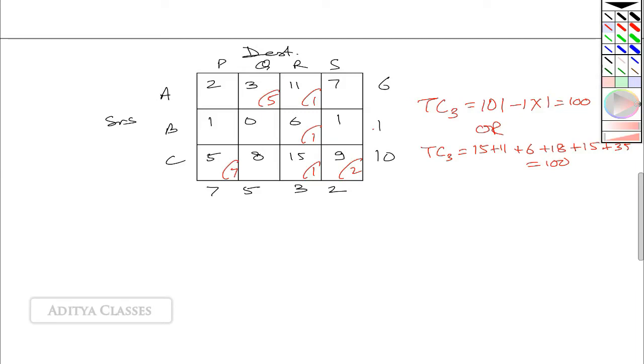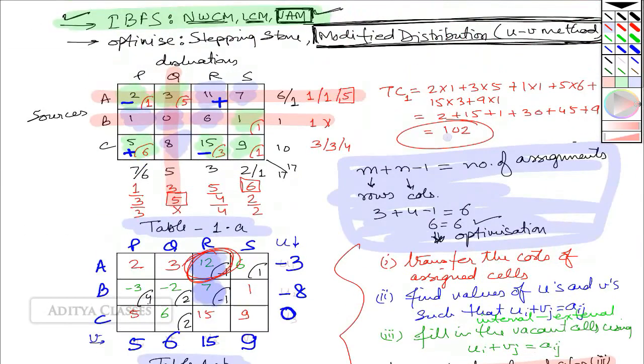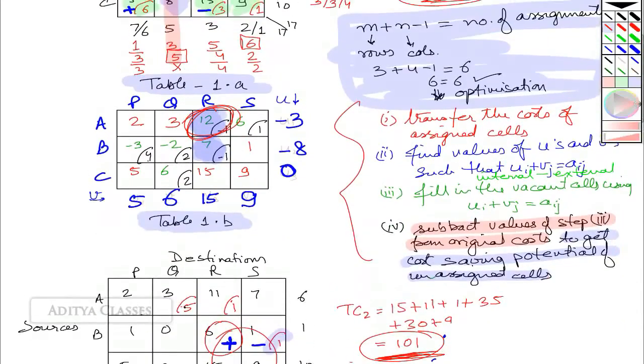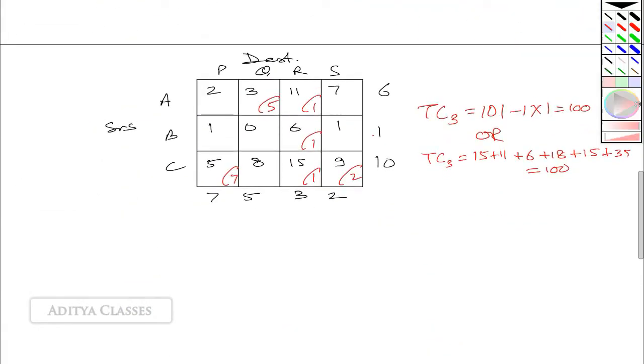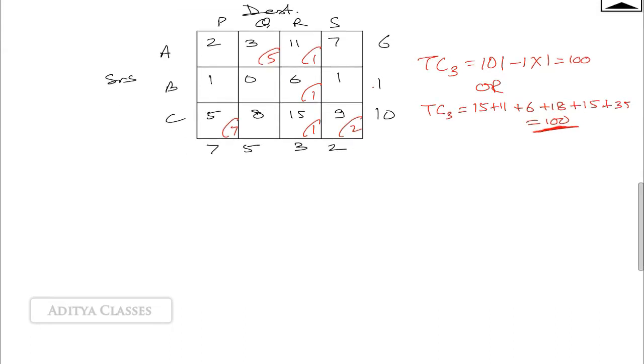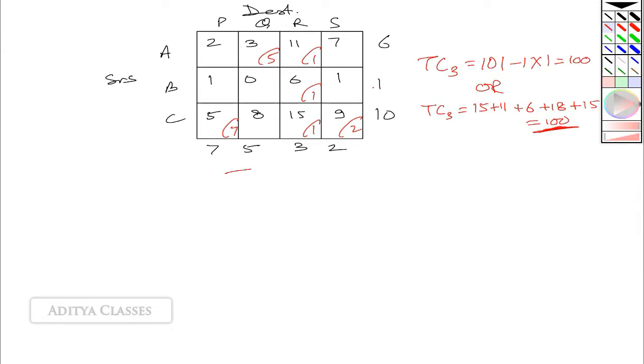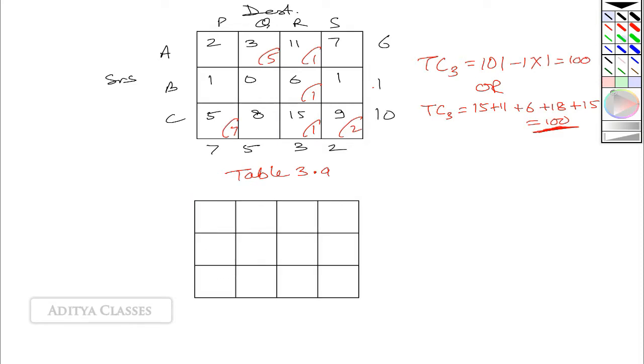So my third cost is 100. I started with 102 rupees, brought it down to 101, which has now come down to 100. So definitely I am optimizing on each step. Now let me check if this is the best assignment or not. This is table third stage, A table. Let me make third stage B table.